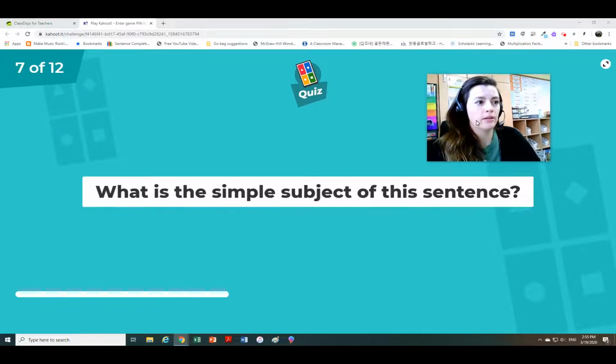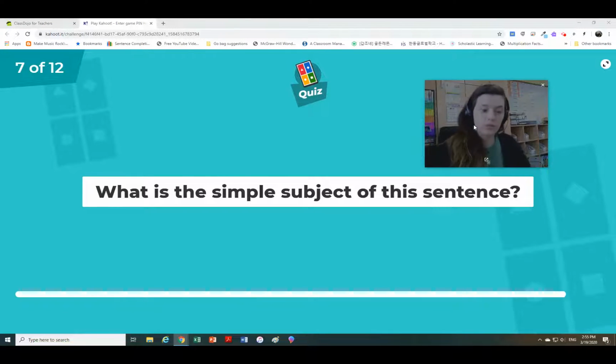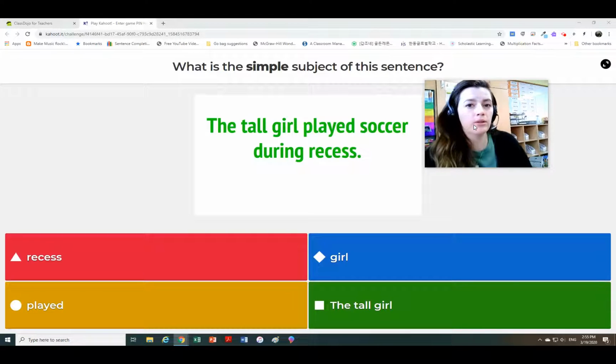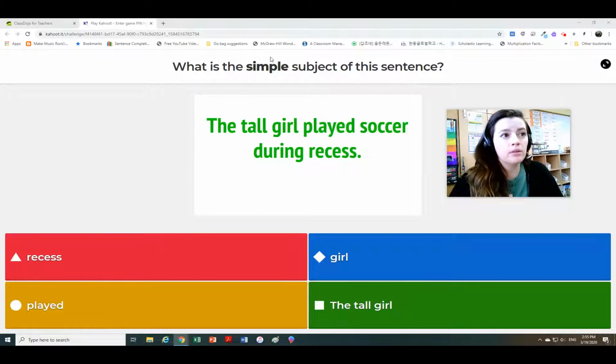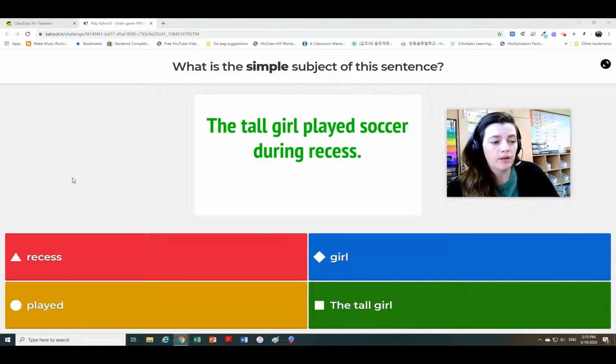All right. Now we get into what we learned on Tuesday. On Tuesday, we learned about simple subjects and predicates. What is the simple subject of this sentence? Our lesson on Tuesday taught us that a simple subject is the main noun in the sentence. The tall girl, recess, played. What is the most simple form of the subject? Write your answer down now.